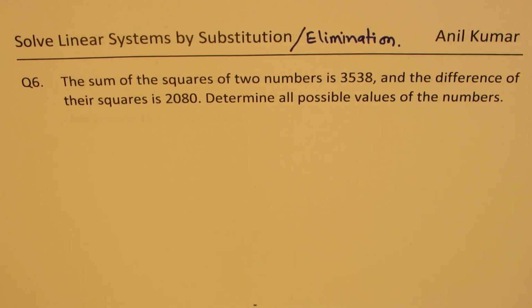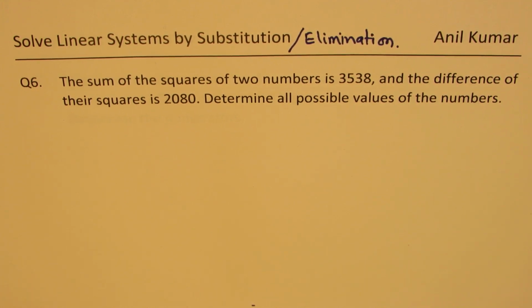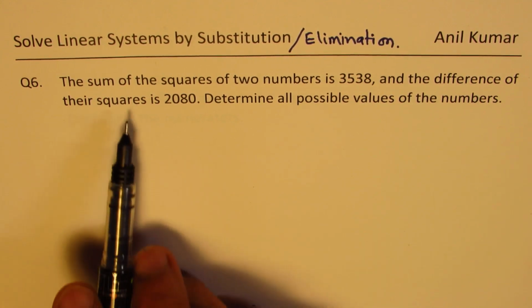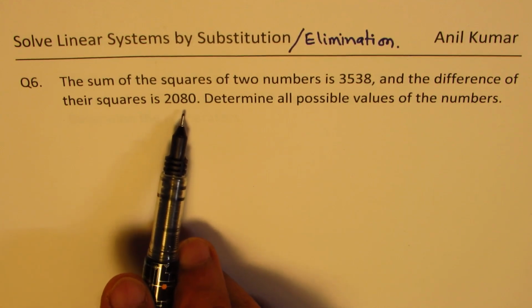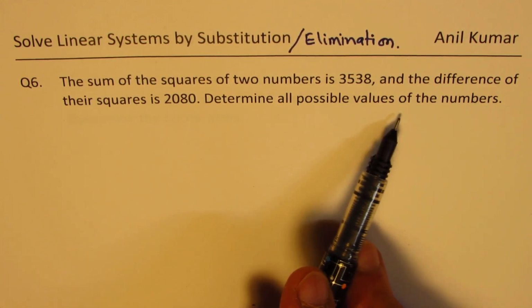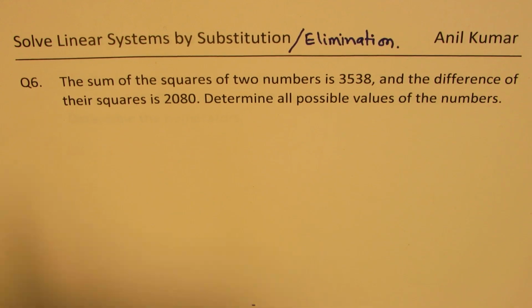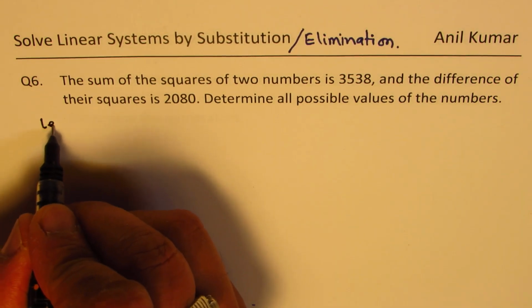Now let us see how do we solve questions by both substitution and elimination. Question number 6 is the sum of the squares of two numbers is 3538 and the difference of their squares is 2080. Determine all possible values of the numbers. So we'll begin with the let statement.